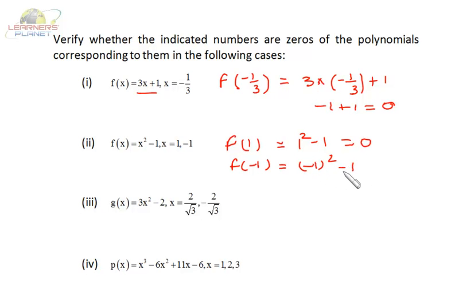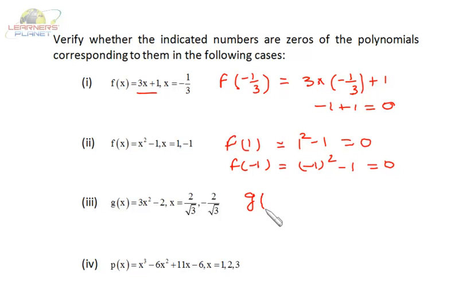Further it is 1 square minus 1, or we can say 1 minus 1, it is 0. That means even minus 1 is 0 or root of this polynomial. Okay. Now let's do this. We have to check at x is equal to 2 by root 3 and minus 2 by root 3.